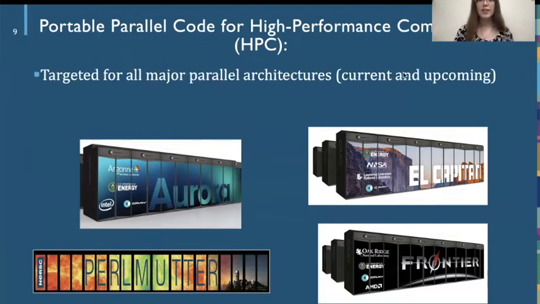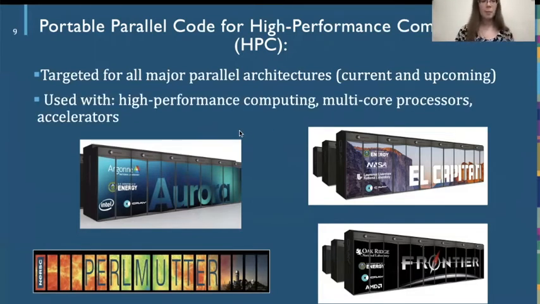Trilinos is targeted for all major parallel architectures, including those current, such as Summit and Sierra you saw on the previous slides, and upcoming architectures shown here, such as Aurora, El Capitan, Perlmutter, and Frontier. Trilinos can be used with high-performance computing, with multi-core processors, and with accelerators such as GPUs.